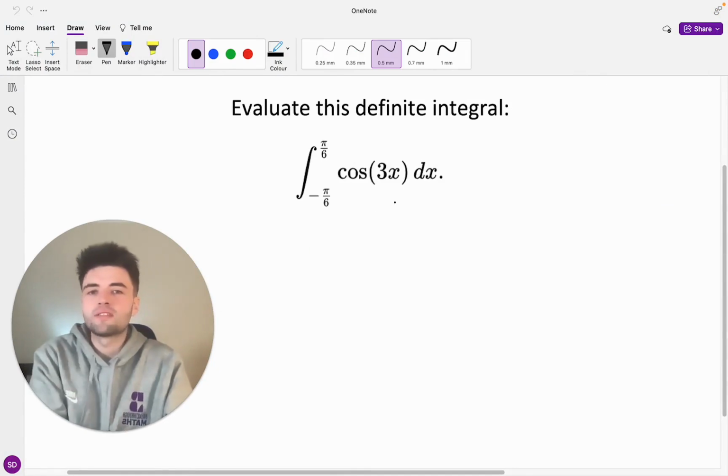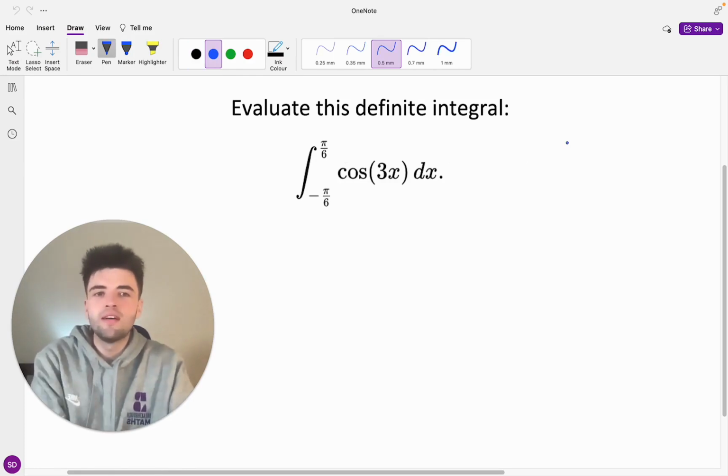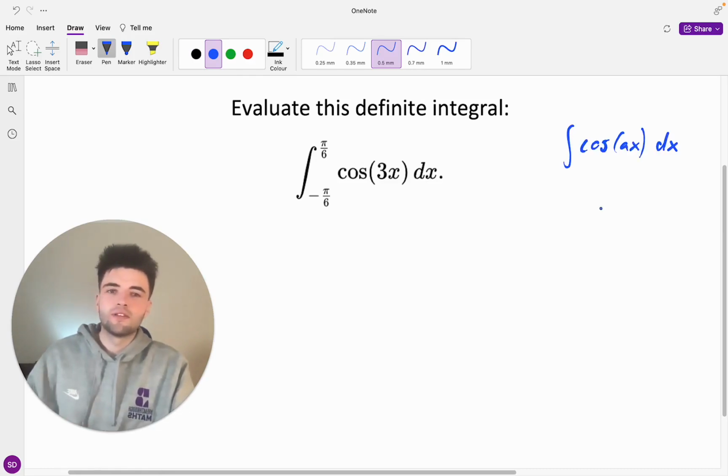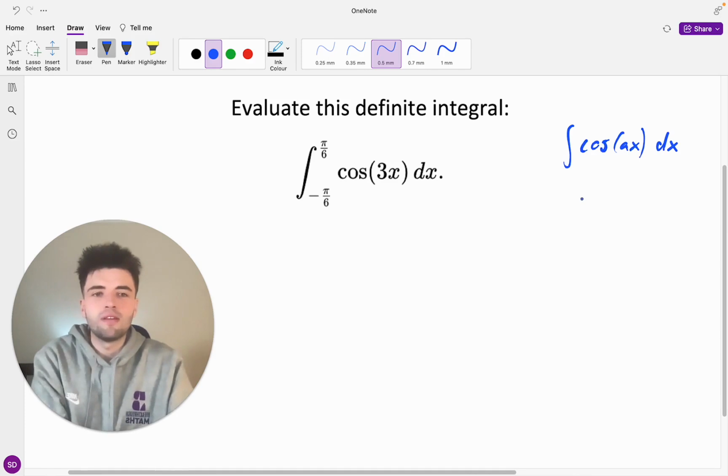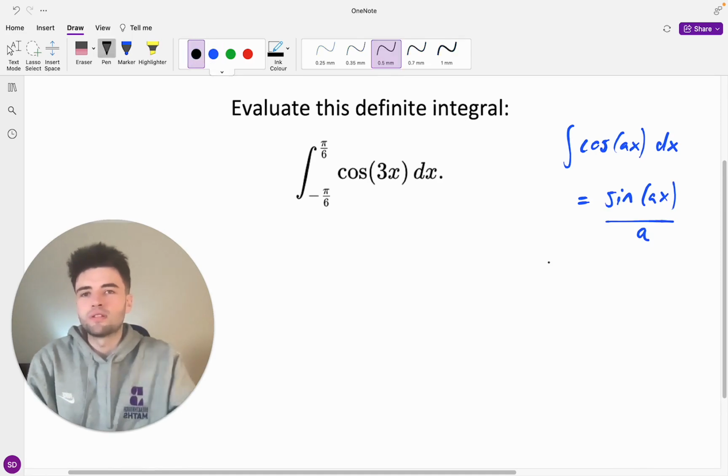So in this one, we're asked to integrate a function of cos and also between two limits, which are pi over 6 and minus pi over 6. But the integral of cos ax with respect to x, so a just being any constant, is always going to be sine ax all divided by a, because it's always kind of the reverse process.